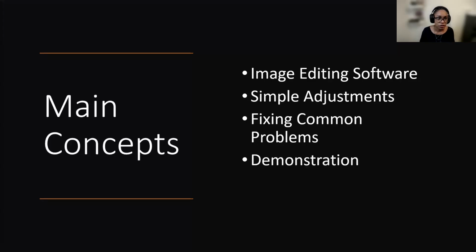All right, so let's touch on some of the main concepts we'll be covering today. We'll talk about some of the basics of digital photos. Then we'll talk about some of the different image editing software you can use to edit and manage your photos. Finally, we'll talk about some of the simple adjustments that can turn an okay photo into a great photo. And then we'll talk about fixing some of the most common problems you tend to run into with photography or image editing. And then, of course, we'll be doing some demonstration.